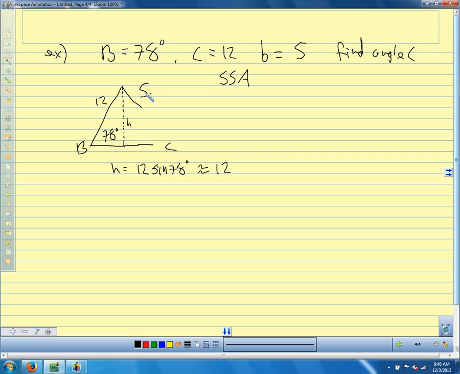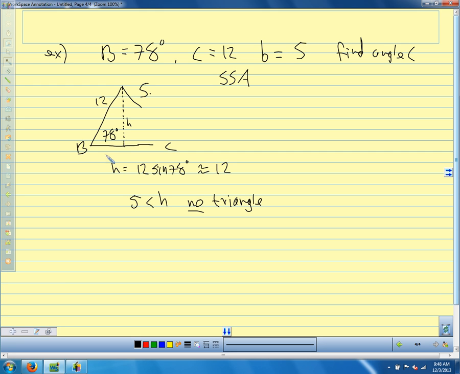This side is smaller than the height. What does that tell us? 5 is less than h. So I cannot make a triangle. This one's an impossible triangle. This side can't swing down here and connect with the base.